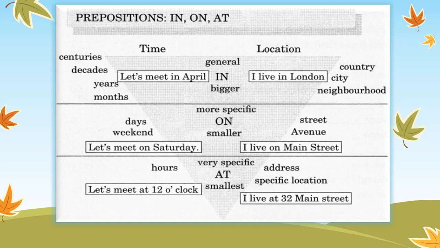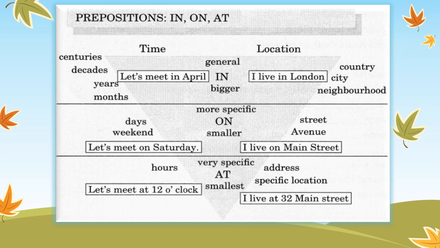Moving on to the word on. When we use it regarding time, we might talk about days or weekends. And when we talk about location, we might talk about any particular street or any particular avenue.